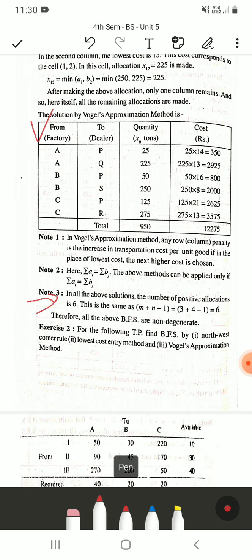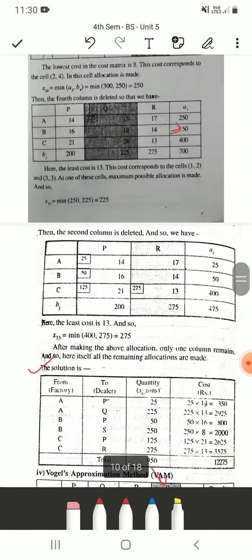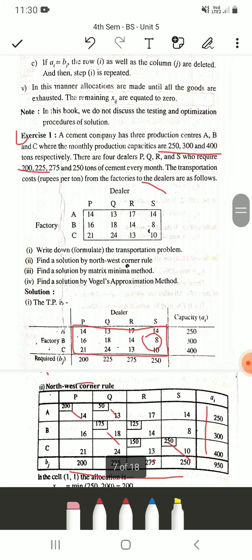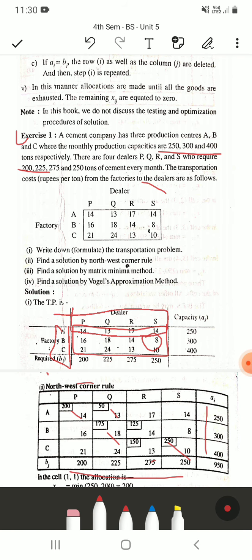The third important note is, in all the above solutions the number of allocations made is 6. This is the same as m plus n minus 1, which is 3 plus 4 minus 1, which is 6. Therefore all the above basic feasible solutions are non-degenerate. So what are m and n? M is the number of origins, so it is 3, and n is the number of requirements or destinations, so it is 4. So 4 plus 3 is 7, minus 1 is 6.